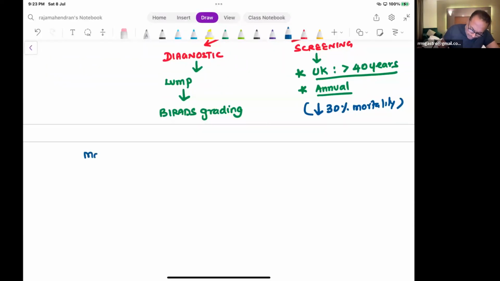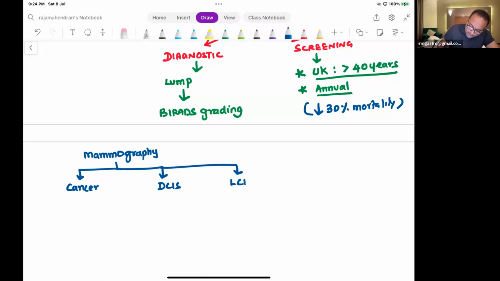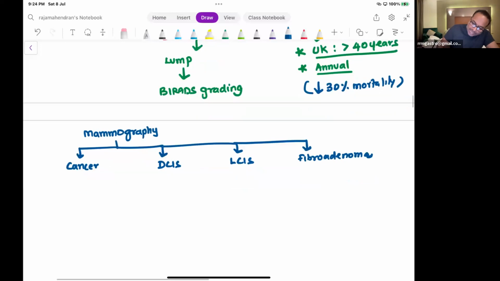So mammography, what are all the findings seen in cancer? What are the findings in ductal carcinoma in situ? What are the findings in lobular carcinoma in situ? What is the finding in fibroadenoma? Everything is an important MCQ for PG entrance exams. In cancer, what is the finding? Yes, you all know the answer. In cancer, you will see microcalcification. What else? Very good. Microcalcification, architectural distortion, mass effect.